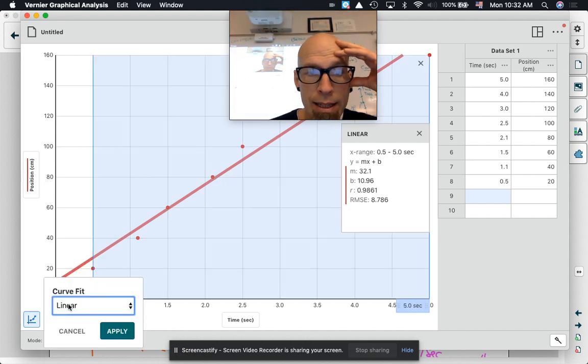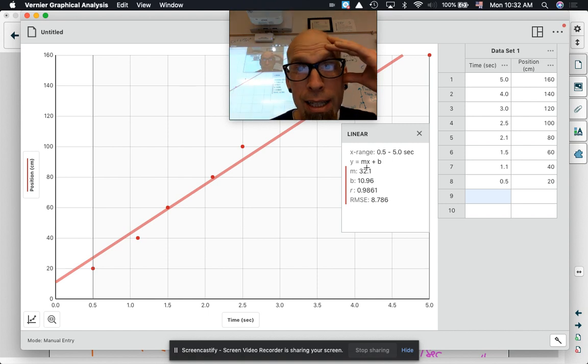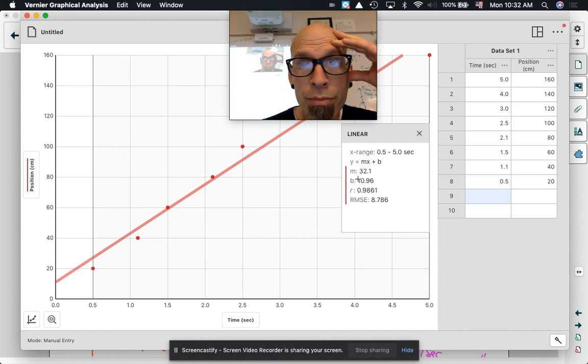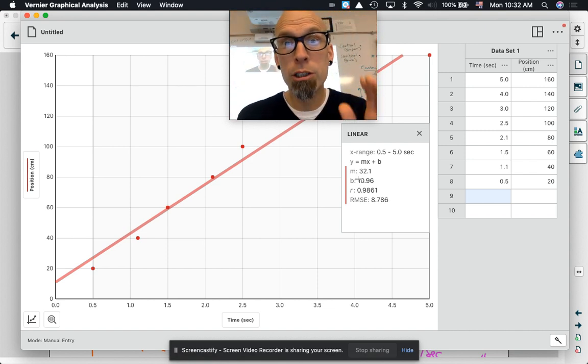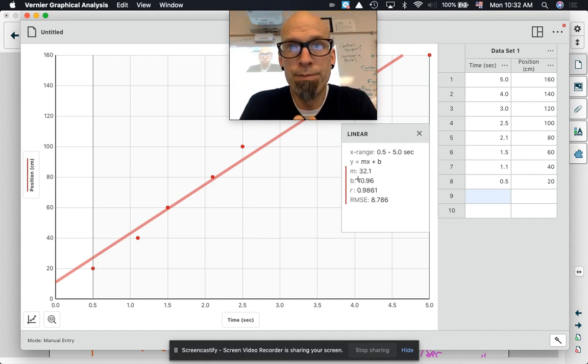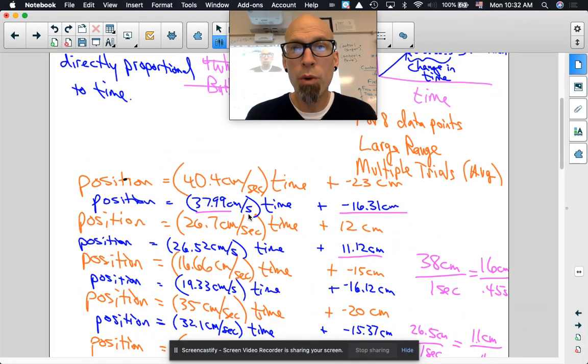And again, it thinks that this is linear, and that's what I already did here. I said, okay, put a linear line on this thing. And it gave me some information here, which again is the m and the b. m and the b are the what? The slope and the y-intercept. So they give that to you. And that's what we did with these blue equations. These blue equations are from Graphical Analysis.